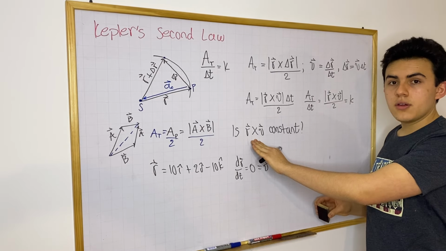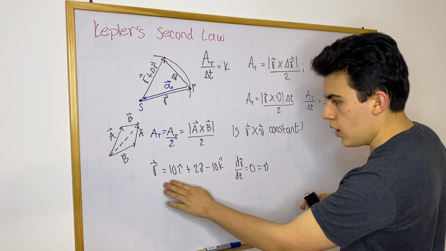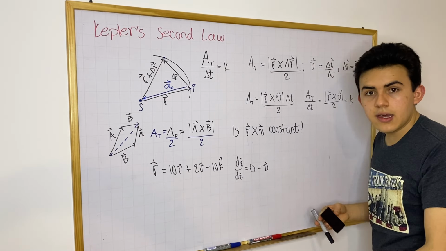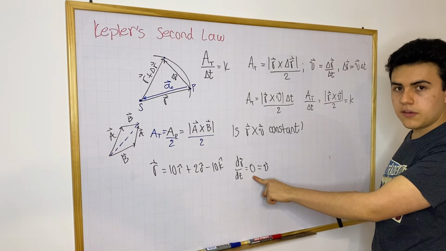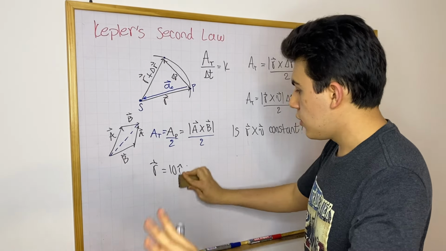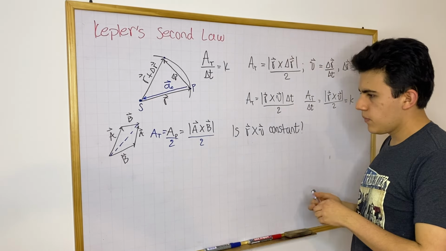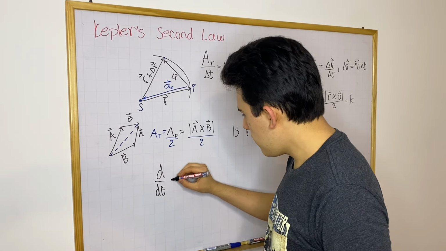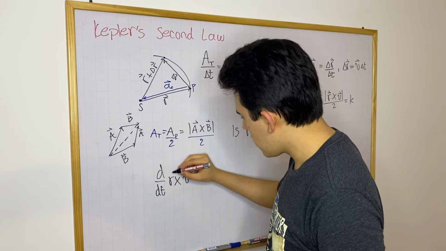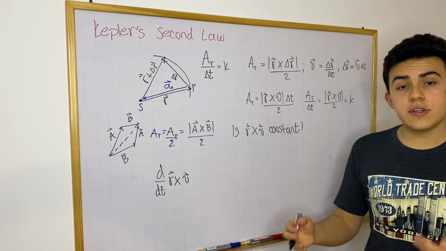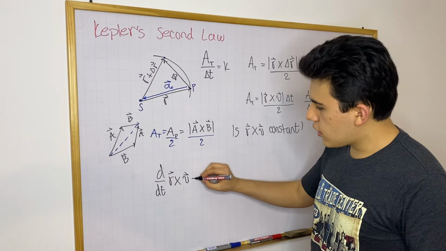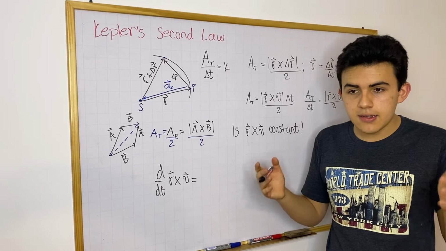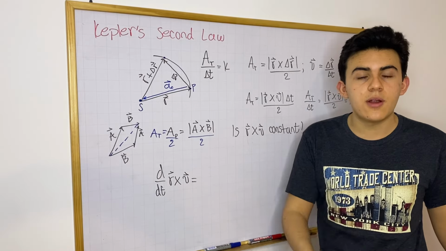If the normal vector is constant, if it's a constant vector of this form, with constant i hat, constant j hat, constant k hat, then we should get zero if we differentiate that vector with respect to time. So that's what I'm about to do. Let's see what the derivative of the normal vector r cross v is. Now there's a very important rule that you need to know: you can take the derivative of a cross product using the nice and easy product rule from single variable calculus.